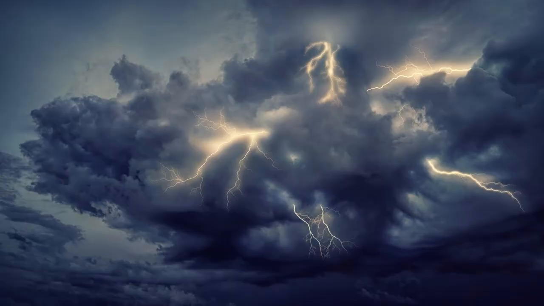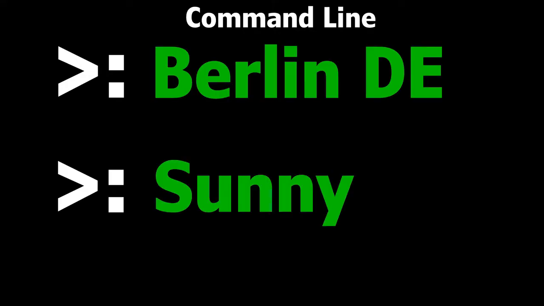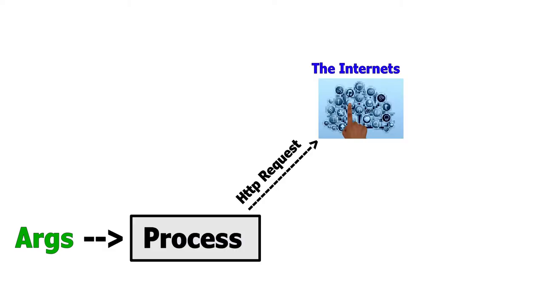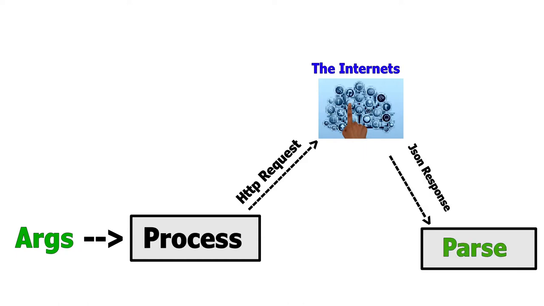Today we're doing a command line app in Rust. Our app will tell us the weather of our chosen city. We type in the city name, we get back local weather. Simple. We will need to take command line arguments, process them, send a request to a weather API, and then parse the response for the info we want. I don't have all the tools set up to predict the weather, so I'm just going to take it off an open API I find online.